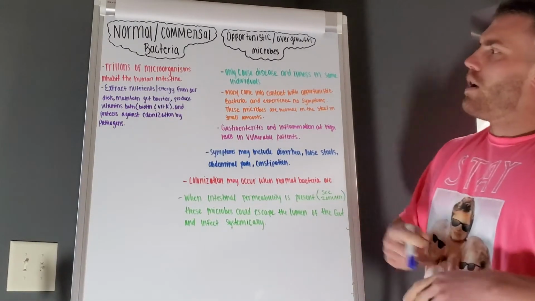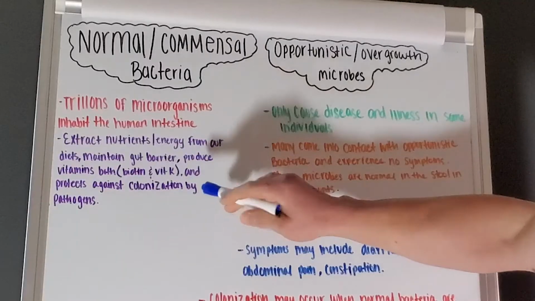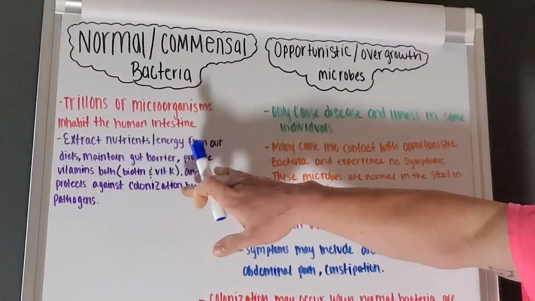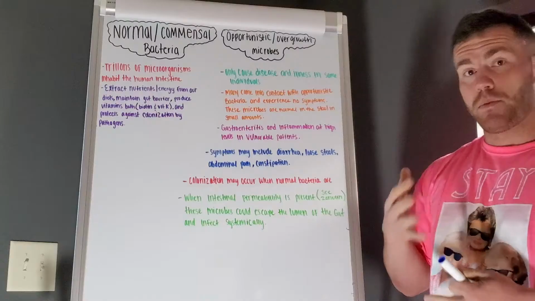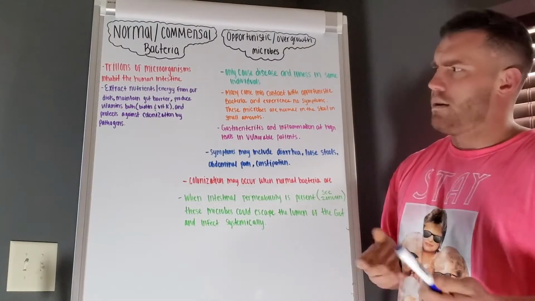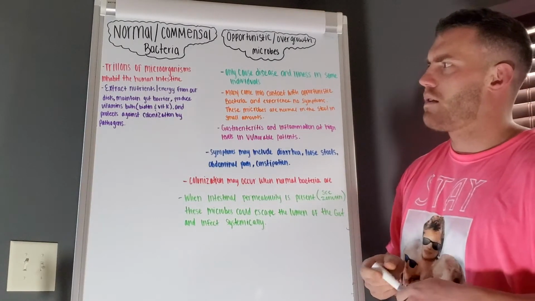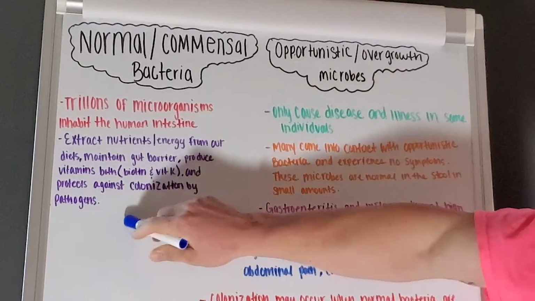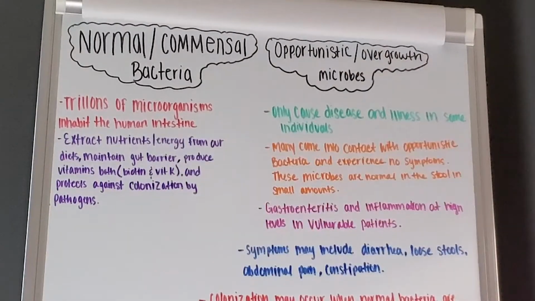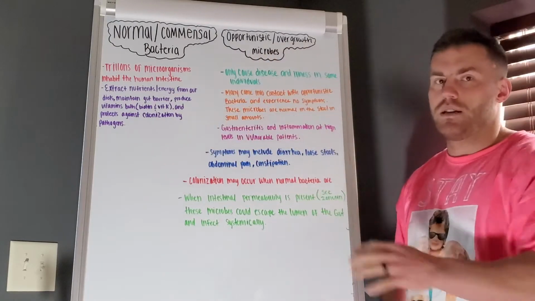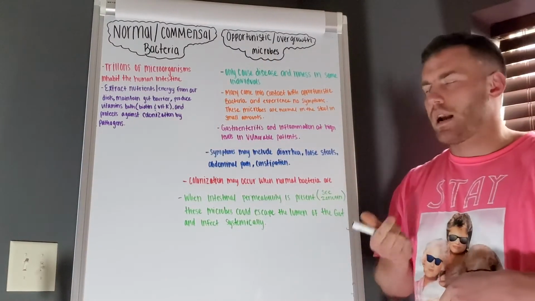These bacteria extract nutrients and energy from our diets. They maintain the gut barrier, which is the permeability portion of the gut and GI tract. They produce vitamins in some cases, biotin, vitamin K, and a few others. And they protect against colonization by pathogens. So again, we need these to protect us from pathogens, and there's a balance there, and I'll talk about that.